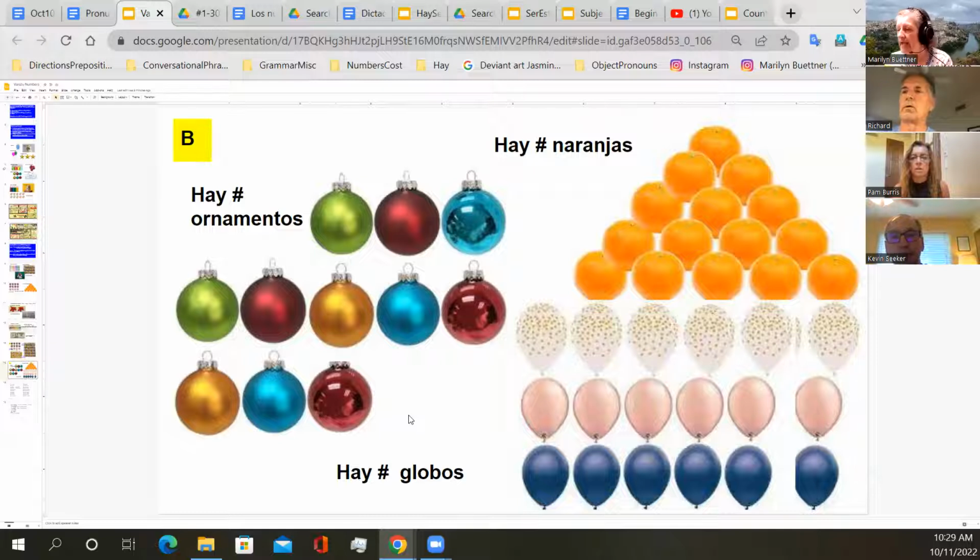See? Okay. Naranjas. Oranges. Hay 15. 1, 2, 3, 4. Hay 15 naranjas. Here we got globos, balloons, and these little speckled things at the top, they also count as balloons, okay? So you have to count the top row here.